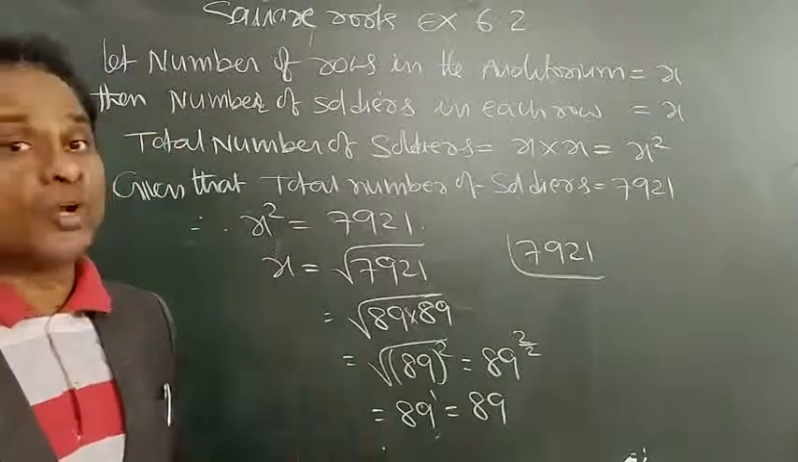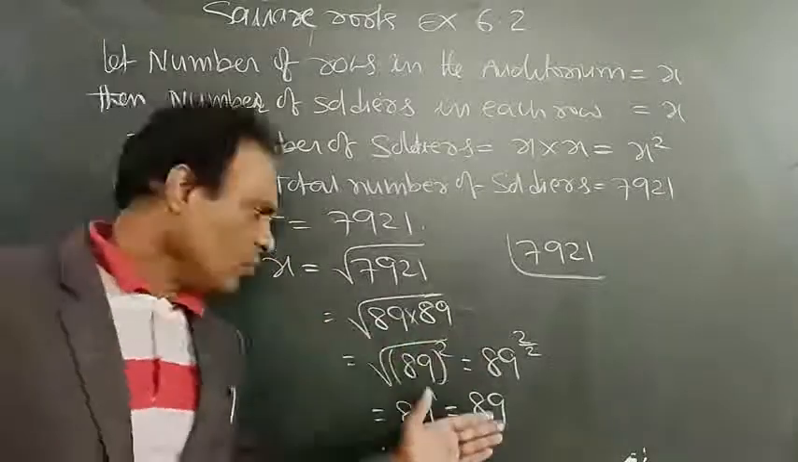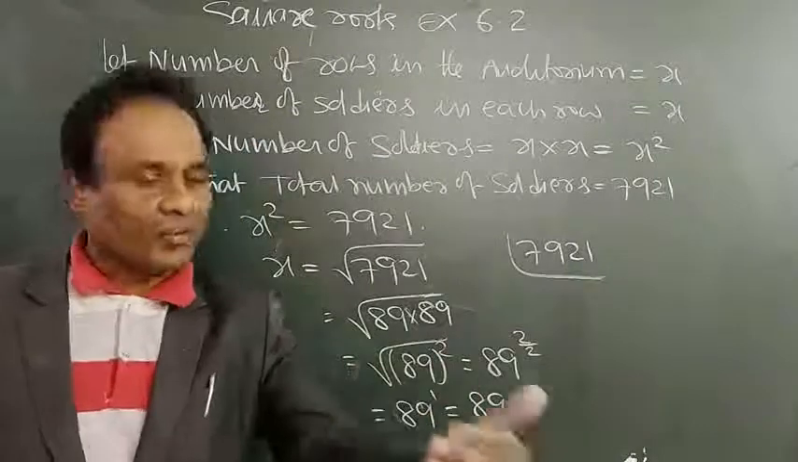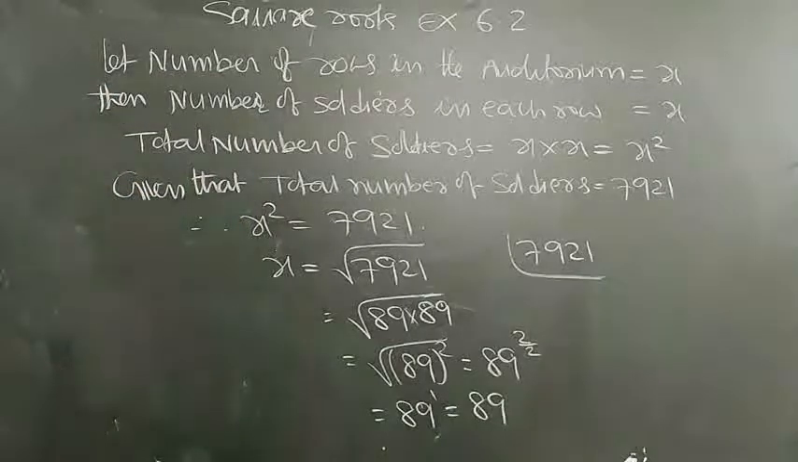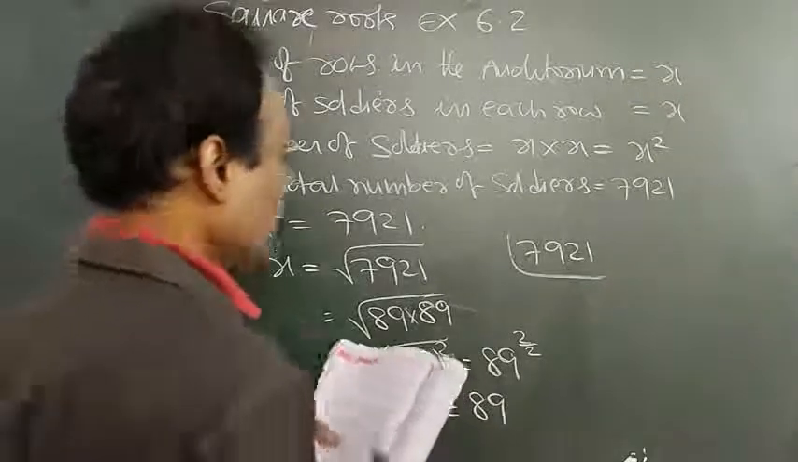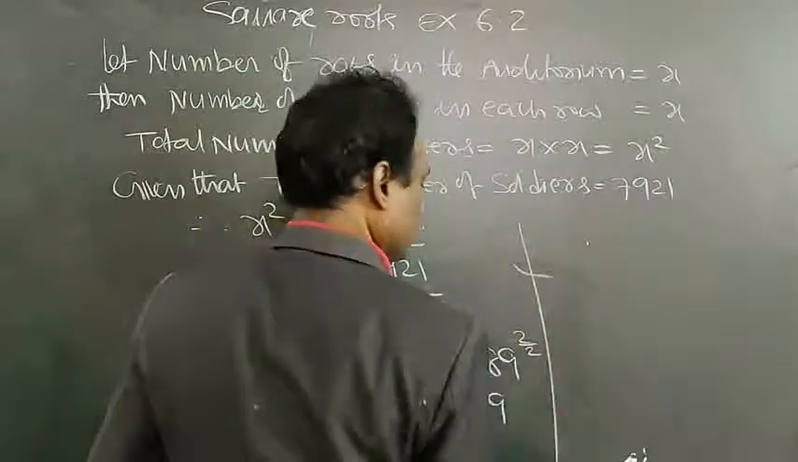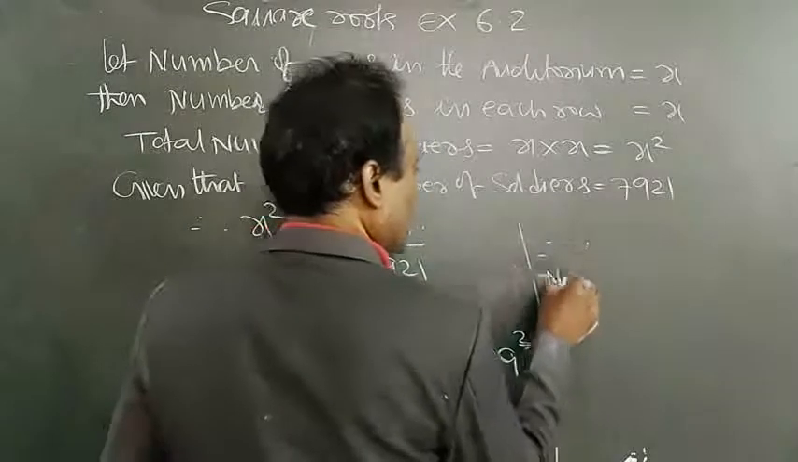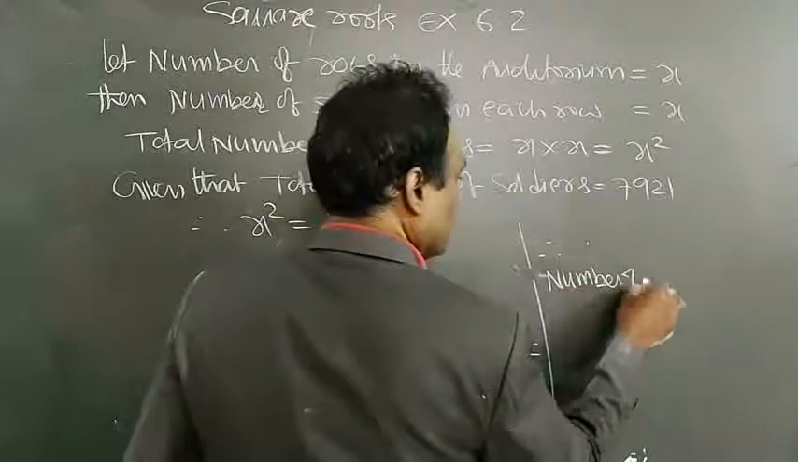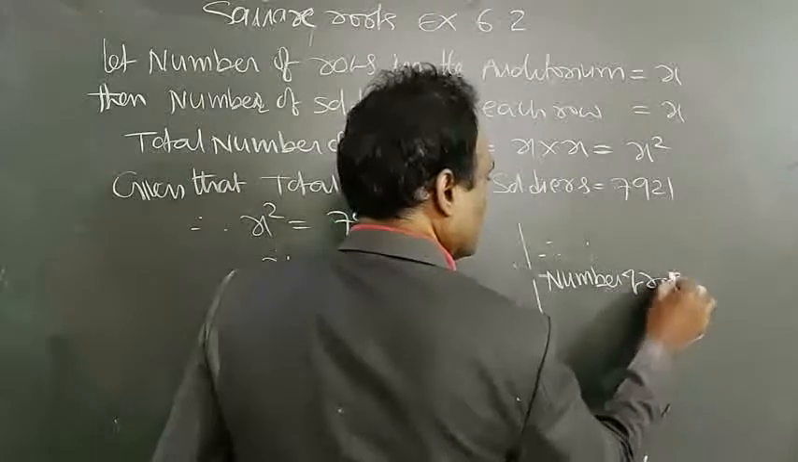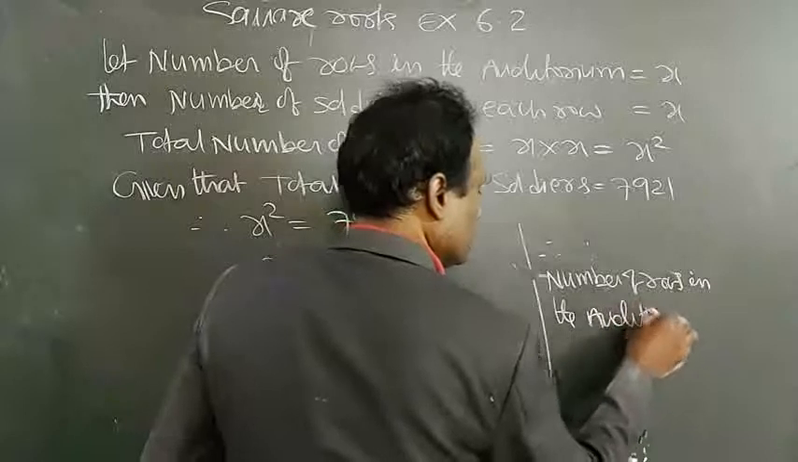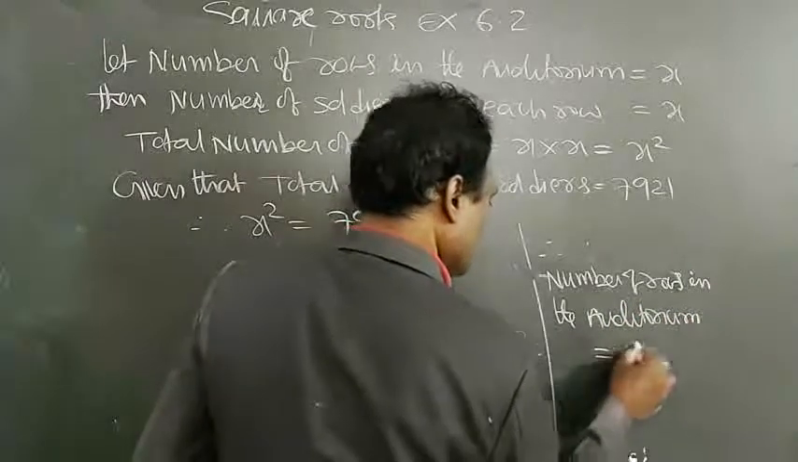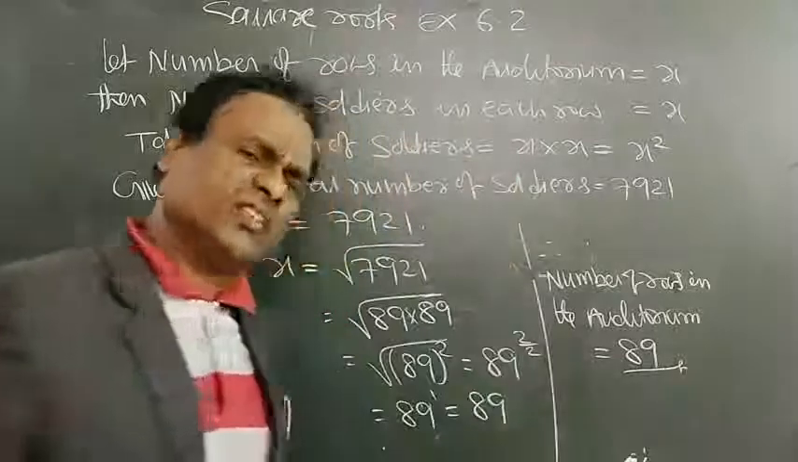So you won't get the 89 idea, but you write it down here. How we get 89, I will explain in the next exercise after completing this one. Write down, students. So how many rows are there in the auditorium? Therefore, the number of rows in the auditorium is 89. Answer, 89.